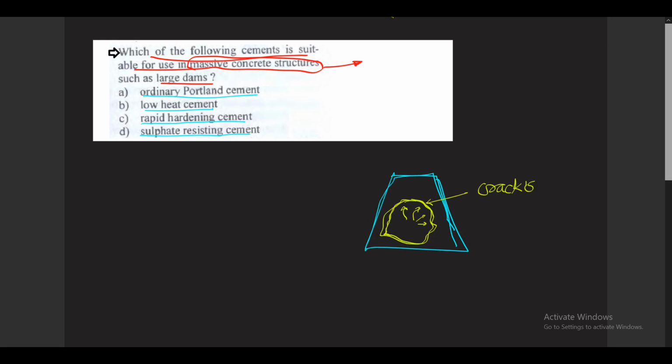And are these cracks allowable in such an important structure such as a large dam? Obviously not. So which type of cement will you use? Obviously the cement which has a low rate of heat of hydration. So the correct option here is option B, that is, low heat cement.